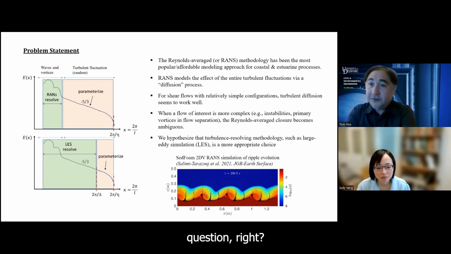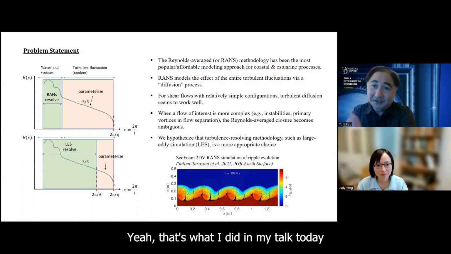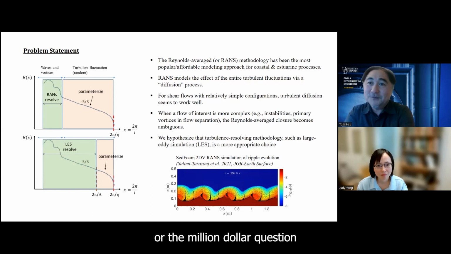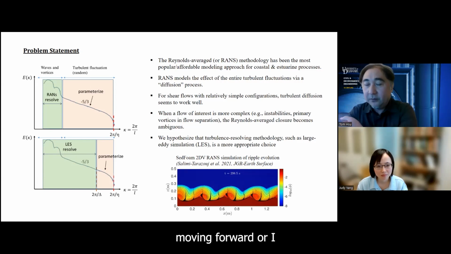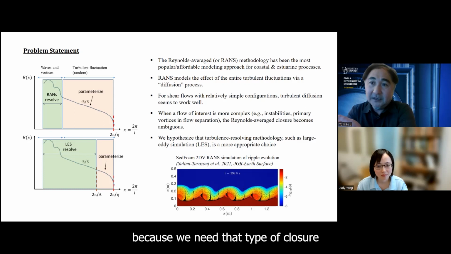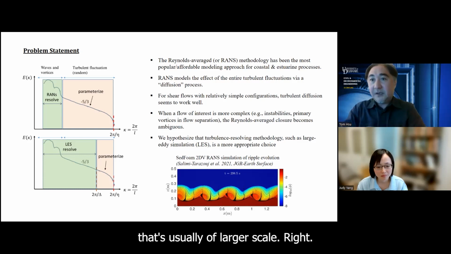Well, that's the $1 million question, right? So today my talk, you can say I'm criticizing Reynolds-averaged type of models. Yeah, that's what I did in my talk today. But the holy grail, the $1 million question moving forward, is how can we improve the closure in the Reynolds-averaged approach in this kind of more complex flow? Today, and so far, I have not addressed that issue, but I want to point out, moving forward, I think the Reynolds-averaged type of closure is still important because we need that type of closure to deal with more important real-world problems that are usually of larger scale, right?